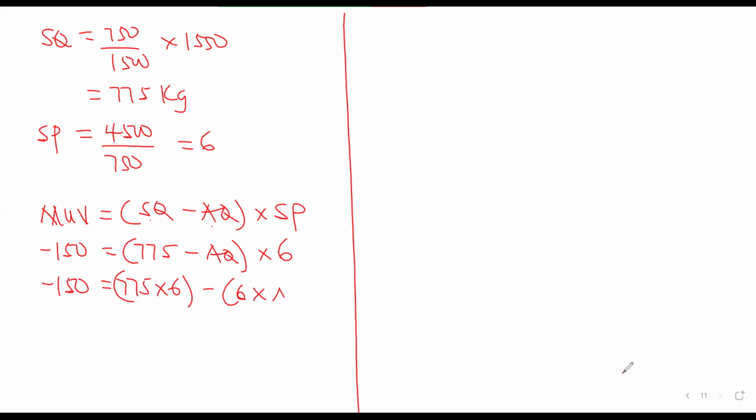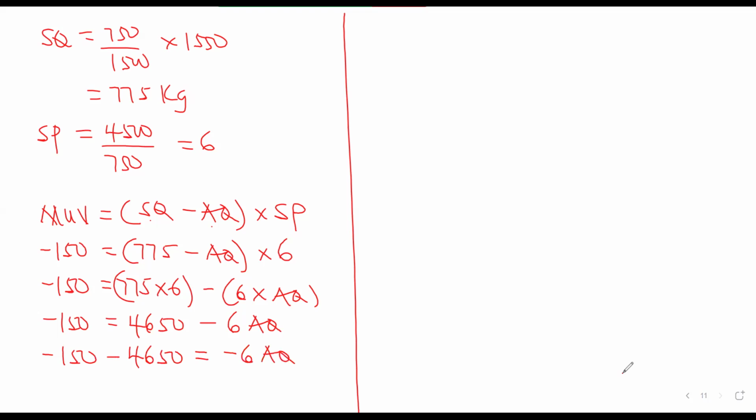So we have negative 150 is equal to 775 multiplied by 6, which is 4,650, minus 6 AQ. So we have negative 150 minus 4,650 is equal to negative 6 AQ. So what are we having?